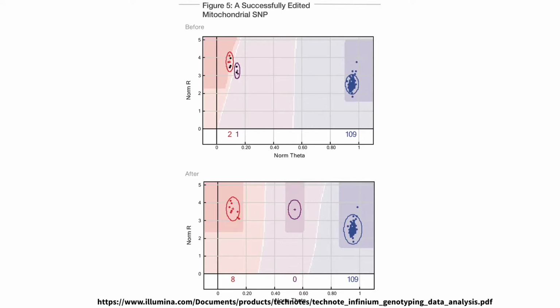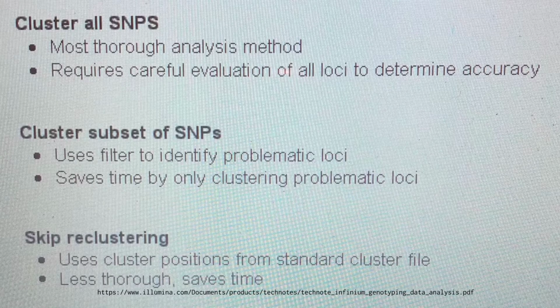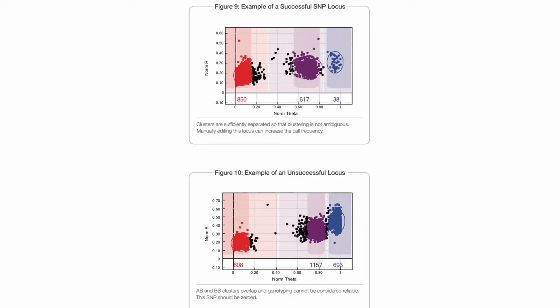There are 3 ways of clustering the data. The first is to cluster all the SNPs, and this requires extreme caution. The next is to cluster a subset of SNPs, which uses a filter to identify problematic loci, and then the third is to skip reclustering, and this uses a standard cluster file.